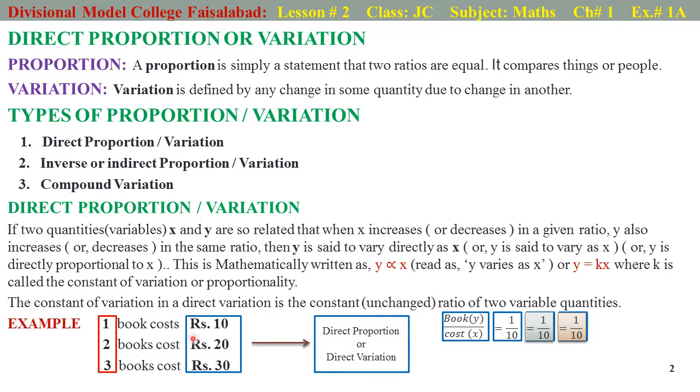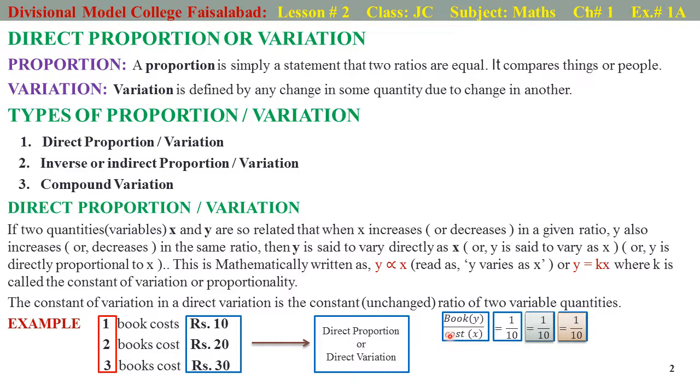So for this problem, when we take the ratio between books and cost, the value of k is 1 by 10. If you change this ratio, you take the ratio between cost and books, cost in the numerator and books in the denominator, then 10 will be in the numerator, 1 in the denominator, then k will be equal to 10 for that. So if we remove these two words, books and cost, because x, y may be any quantity and x may be any other quantity.